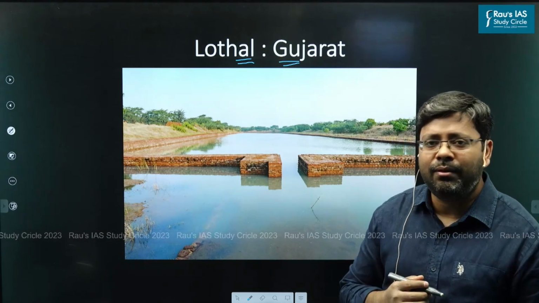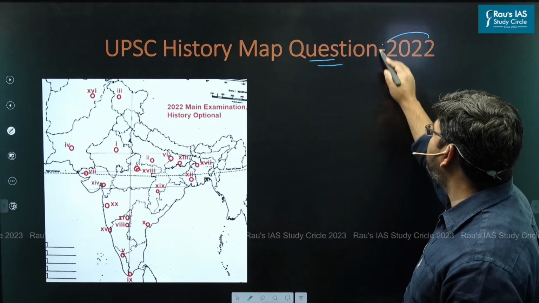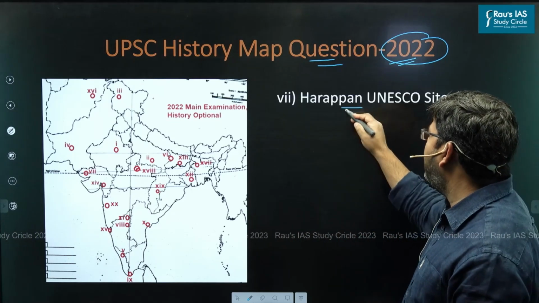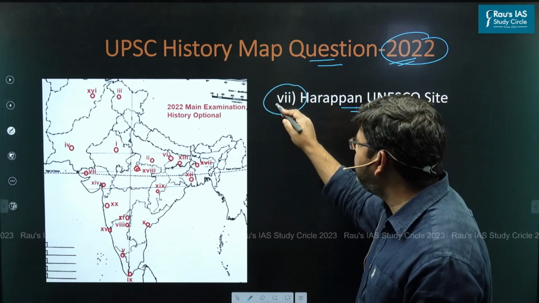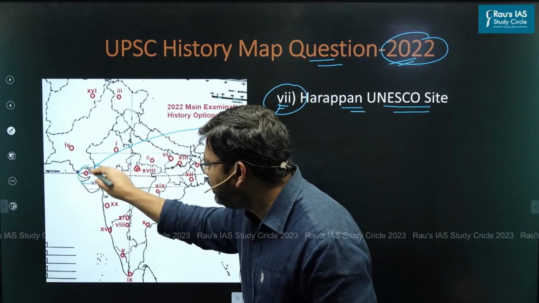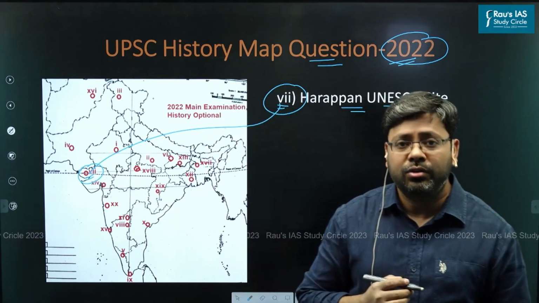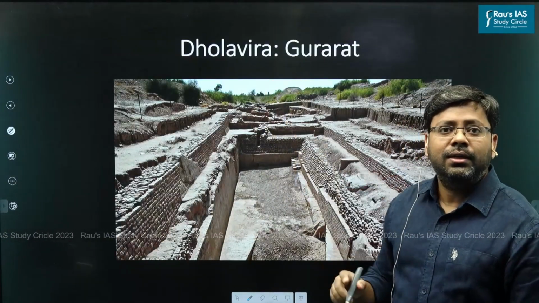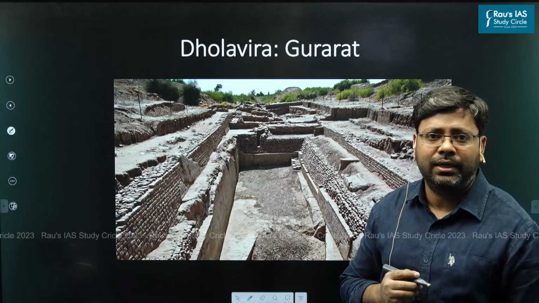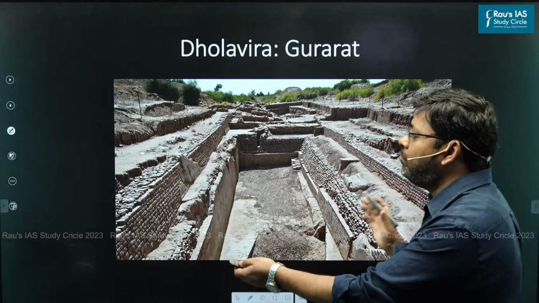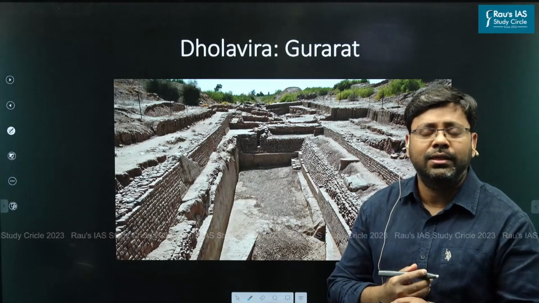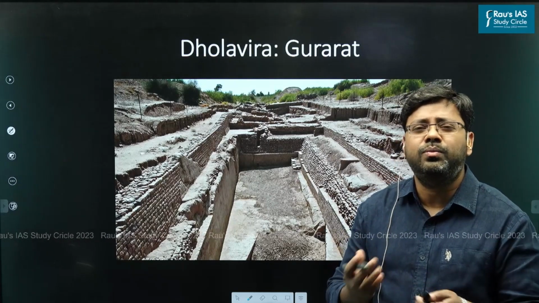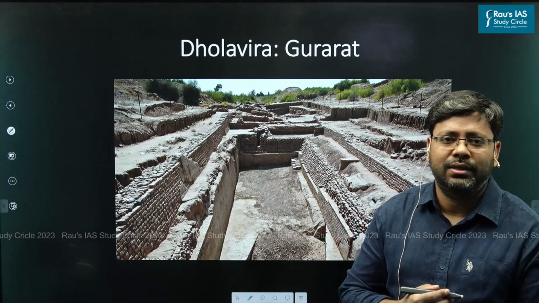I'll give you one more example here. This map question is from the 2022 history optional paper. It says that we have to figure out one Harappan UNESCO site and map this with 7th. So 7th, again, the Harappan site in Gujarat. UNESCO site it is. Recently it was in news. Dholavira in Gujarat recently was given the UNESCO heritage status. Why? Because of its extensive water management system. Dholavira is considered a unique IVC site. That is the question that was asked by UPSC in the map question. Super easy it is to tackle the map questions.